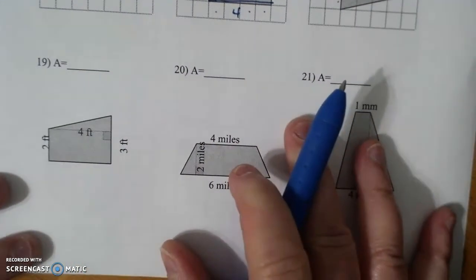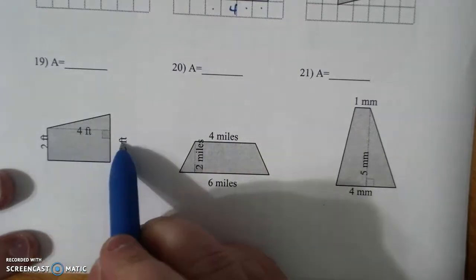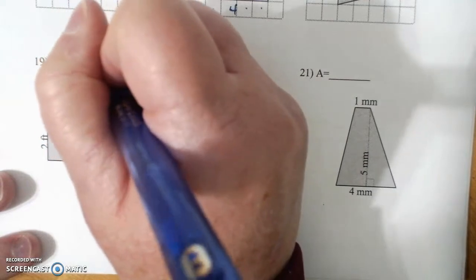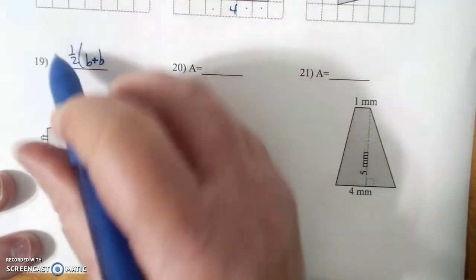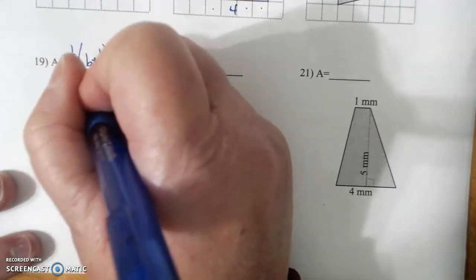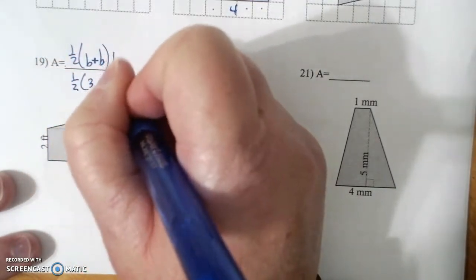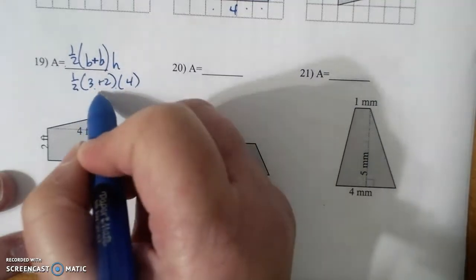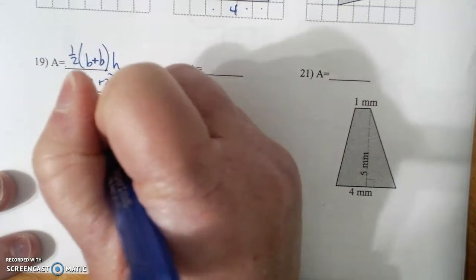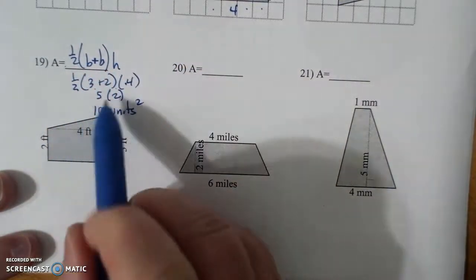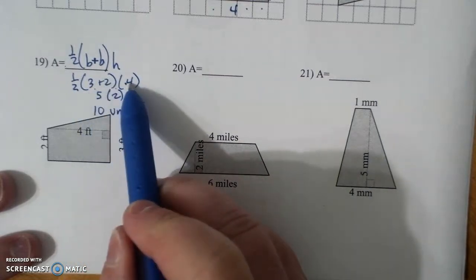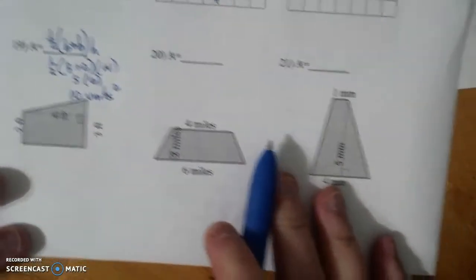You don't have to have them on a grid. Notice that these are the two parallel sides. So it's 1/2 base plus base, the average of the bases, which is 1/2 of 3 plus 2 times 4. 3 plus 2 is 5. Half of 4 is 2, and that's 10 units squared. You could do half of 5 and get 2.5, and then multiply 2.5 times 4. You're still going to get 10.